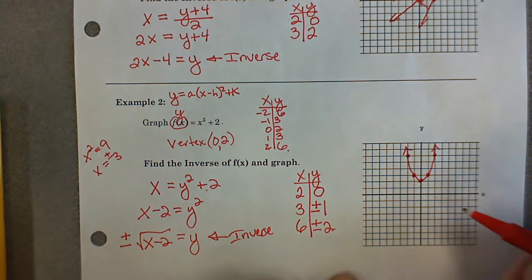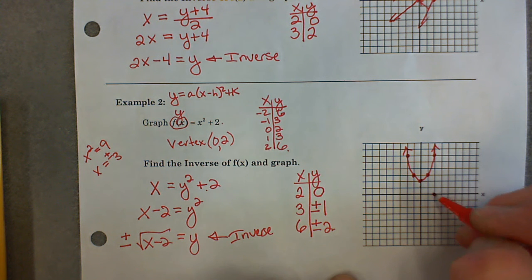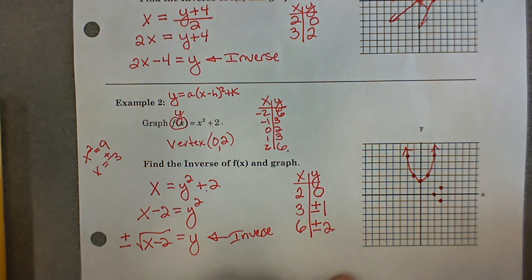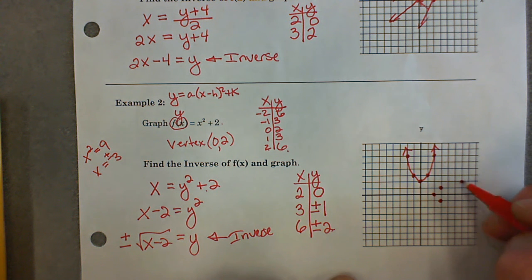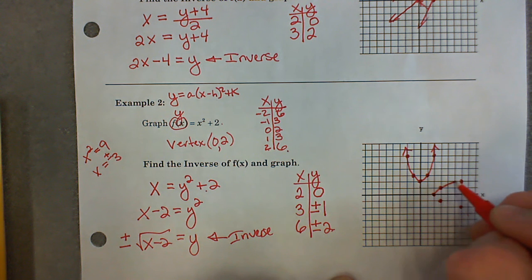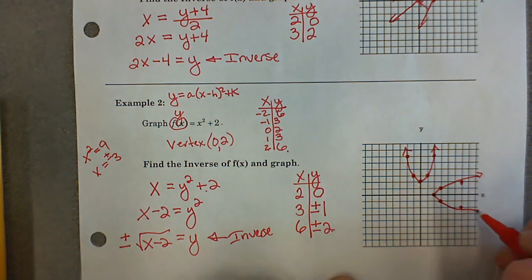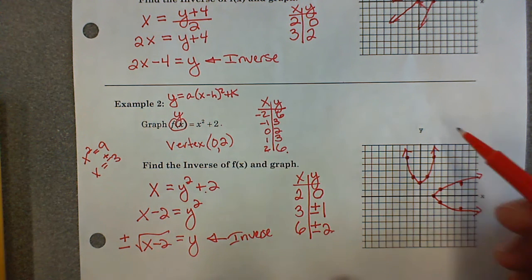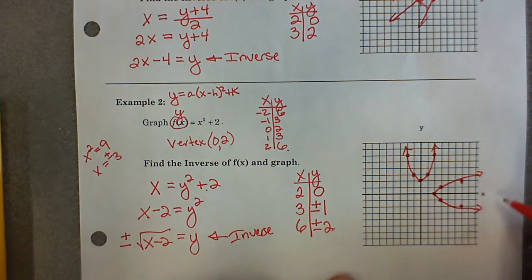So if we plot these points, you get (2, 0). At 3, you have a point at positive 1, and you also have another point down here at negative 1. At x is 6, you have a point at positive 2, but you also have a point down here at negative 2. And here you'll see that this ends up being a sideways parabola. This parabola just got turned around and now it's going sideways.